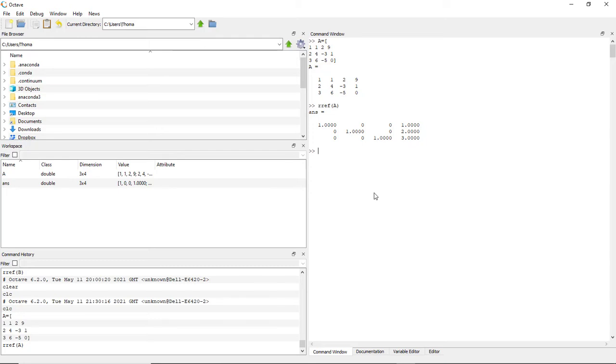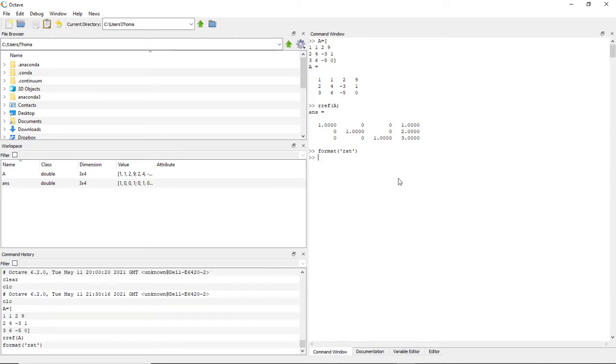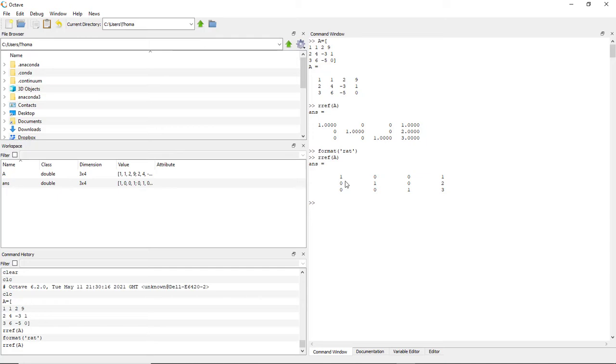Now, the formatting is not so nice here, but it's easy to fix. There's a format command, and then you tell it what format you want. Format rat. Rat does not mean rats and mice. It's an abbreviation for rational. So now if I ask again for the row-reduced echelon form of A, I get something that's pretty easy to read. x1 is 1, x2 is 2, x3 is 3. So there's the solution. I have a unique solution.